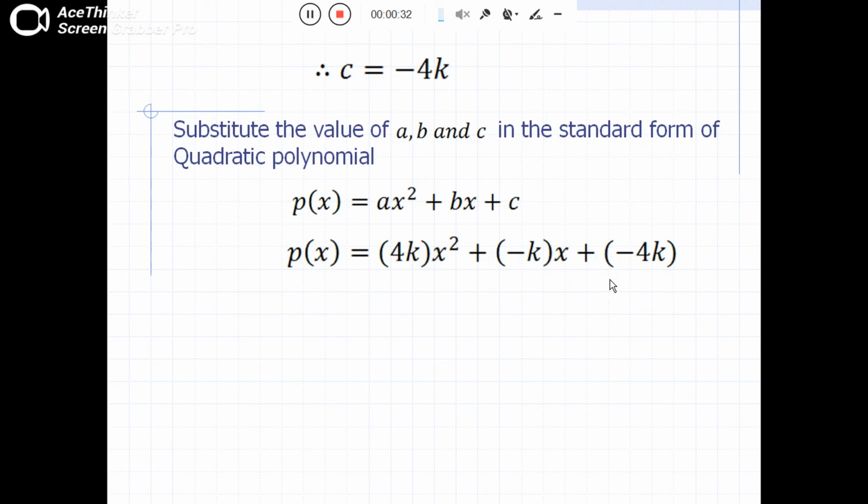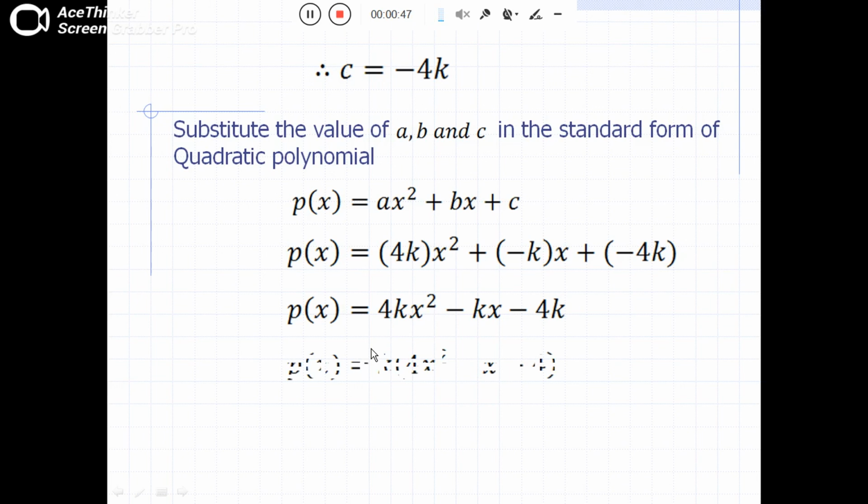After substituting, you will get this polynomial: 4kx square minus kx minus 4k, since plus into minus is minus. Now take k as common from all the terms. So k, after taking the common, you will get 4x square minus x minus 4, which was the answer in the first method also.